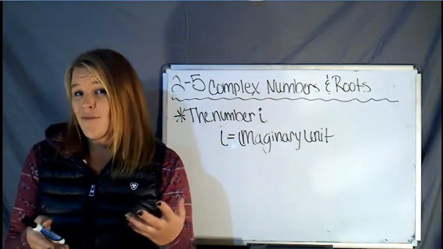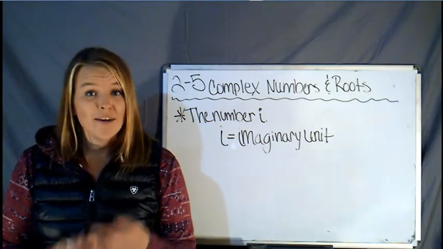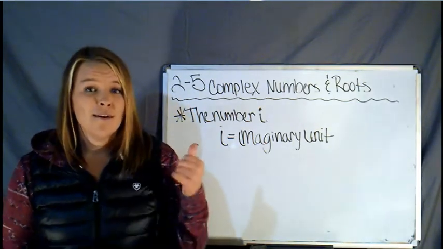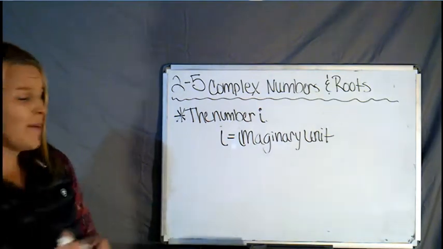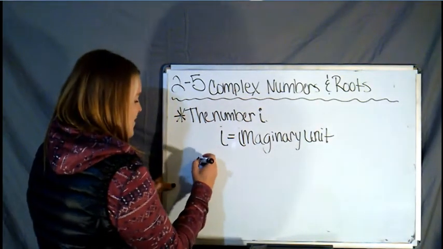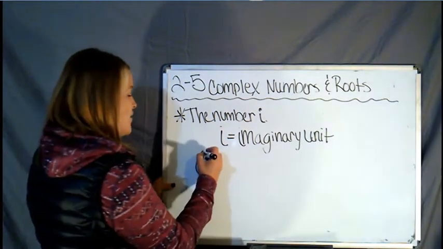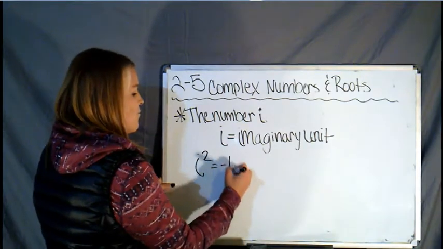So what is the definition of i? i is defined as a number whose square is equal to -1. Let's write that out once. Maybe it'll make more sense. i is a number whose square, so i squared, is equal to -1.